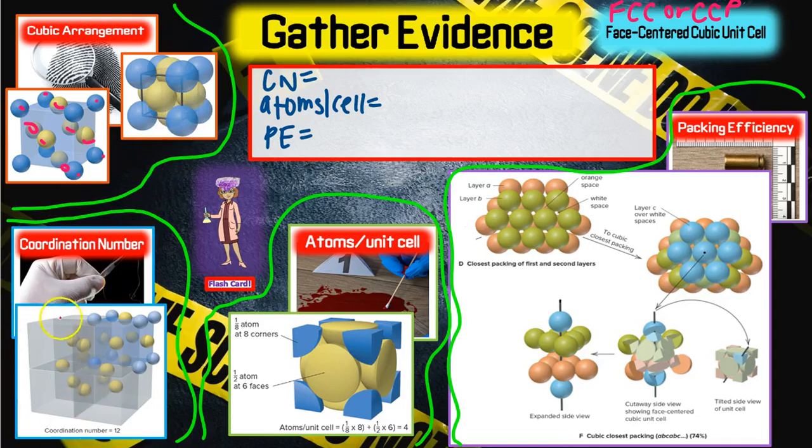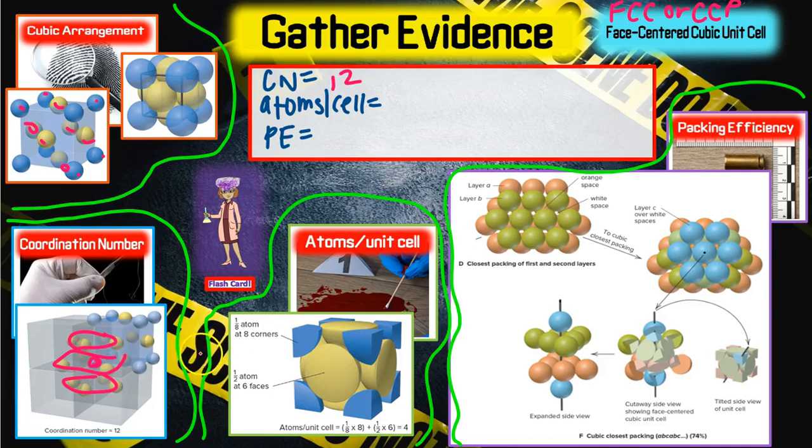The second piece of evidence is going to be the coordination number, and that's always going to be based on the number of the nearest neighbors, okay? So we have the central atom here, and we have 4 neighbors above, 4 neighbors below, and 4 neighbors in the plane. So that means there are 12 neighbors surrounding the atom, so there's a coordination number of 12.